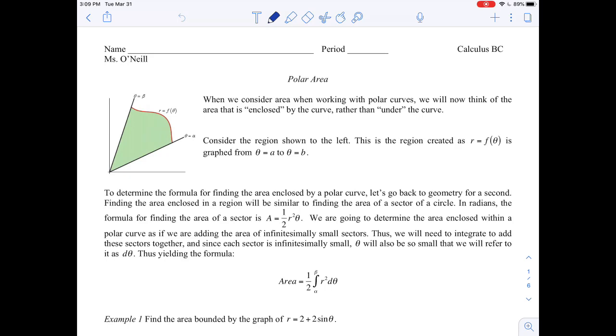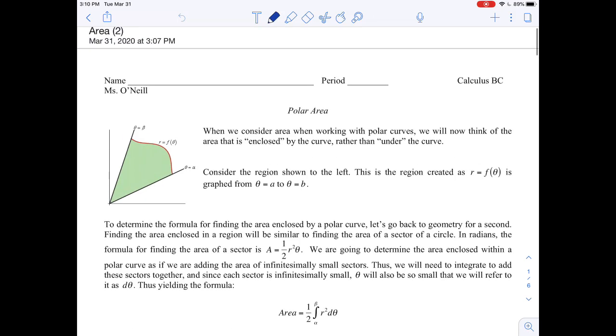Okay, so let's begin with talking about the area of a sector. So what is that? That was back in geometry when you had a circle, and let's say you wanted to find a portion of the area of that circle. That's what we referred to as the area of a sector. So how did you figure that out?